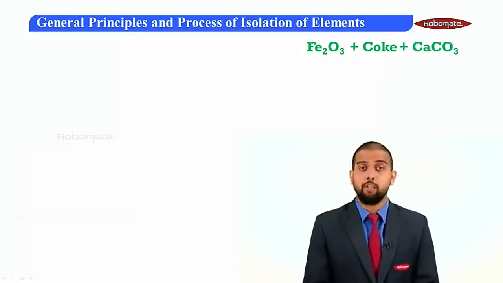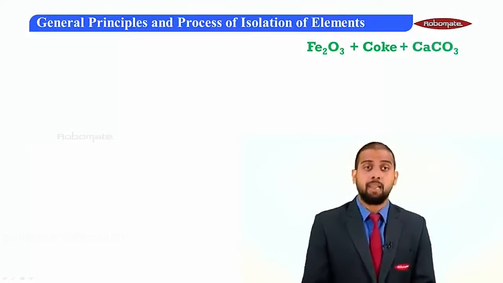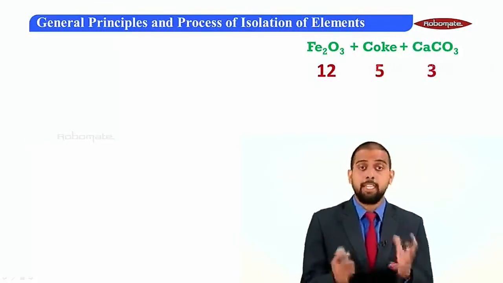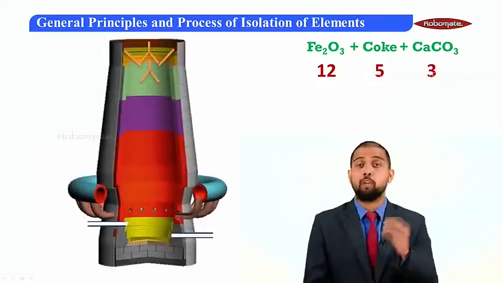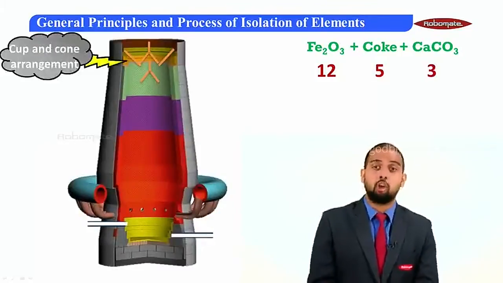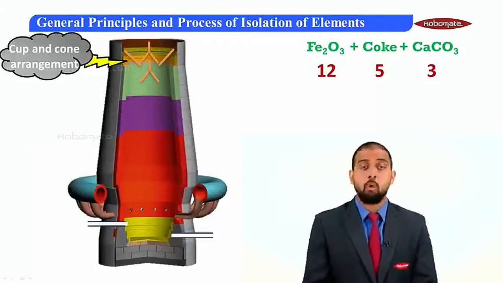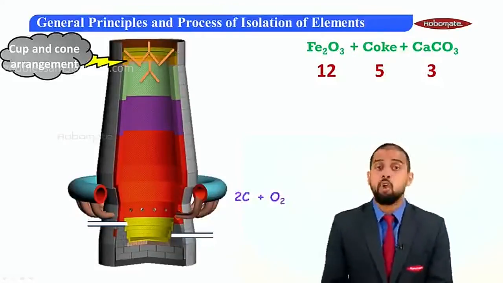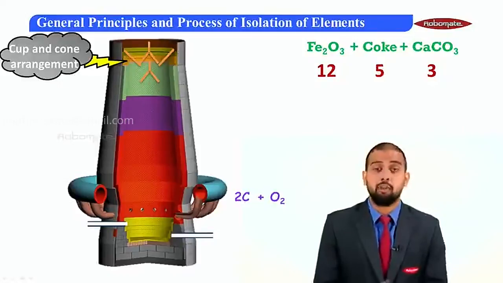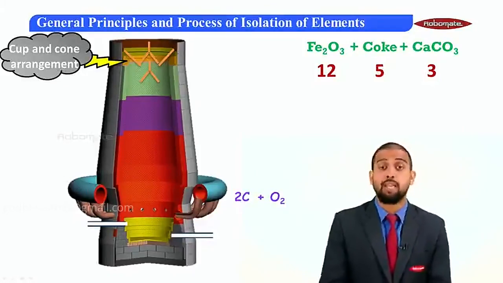So we will take Fe2O3, carbon, and limestone in the ratio of 12:5:3, and all these raw materials will be introduced into the blast furnace from the top, through an arrangement called the cup and cone arrangement. Once you put it in, the carbon will be heated in the presence of oxygen. Now the question is, where do we get that oxygen?